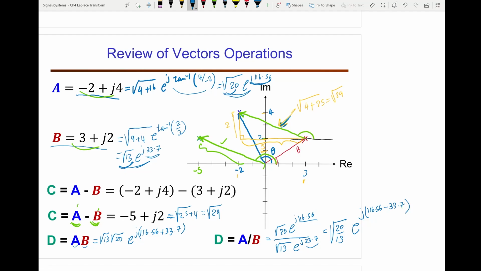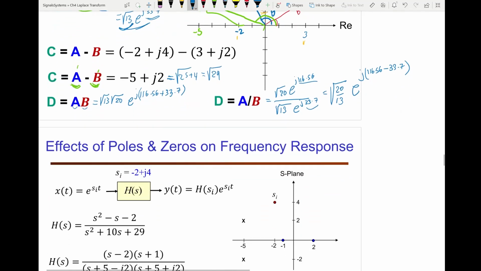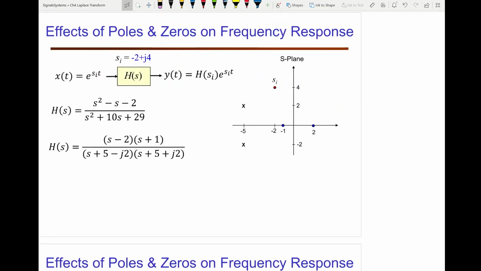And that's the answer. Okay, that's all you need for system design by pole and zero locations. So let's get to the design. To help visualize the effect of the location of poles and zeros on the system behavior or response to a specific frequency, let's do these simple examples.